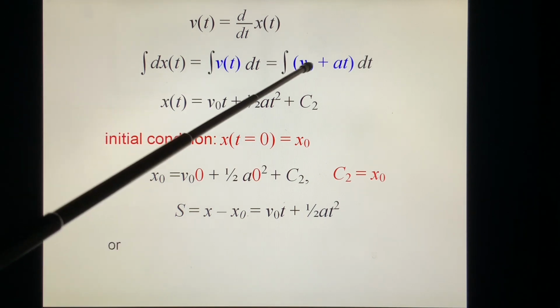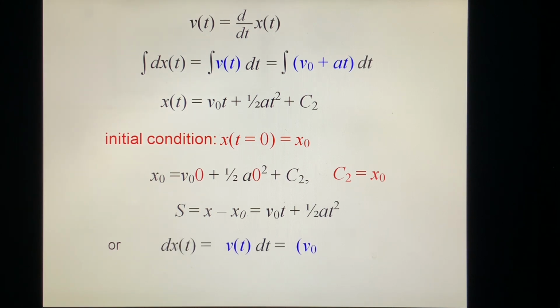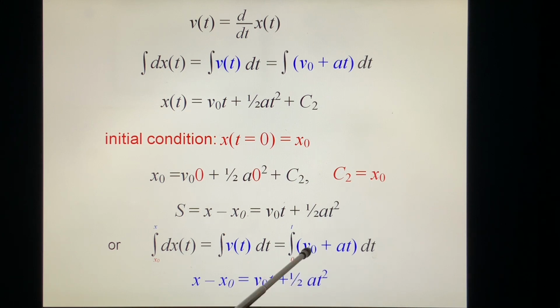Or we can do it a different way. We just do the integration. dx equals v dt. We do the integration, a definite integration. t equals 0, x equals x0. t equals any time t, x equals x at any time t. This integration is x minus x0. This equation equals v0t plus half a t squared. This is exactly this one.